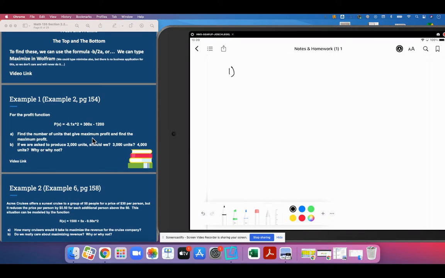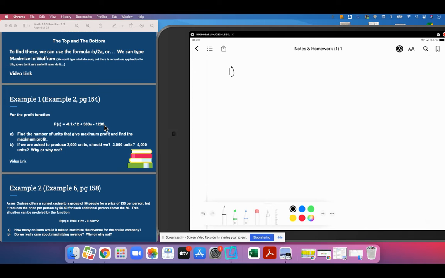Here with example one, everyone, we do have the profit function for something. It is given by that function where we are asked to find the number of units that give the maximum profit and find the maximum profit. We are also asked to determine if we are asked to produce 2,000 units, should we, 3,000, 4,000, etc., and why or why not.